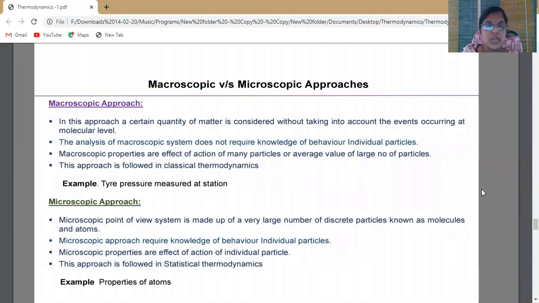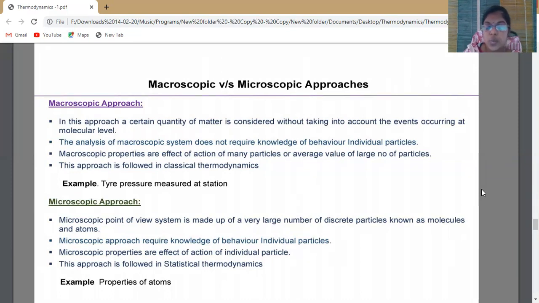For example, tire pressure measured at a station. So I will give one example regarding the macroscopic approach. Already we discussed, taking the example of a boiler. In a boiler, water is heated. When the water is heated, there is a phase change and the water is converted into steam. In this steam there would be gas molecules with random motion between them.